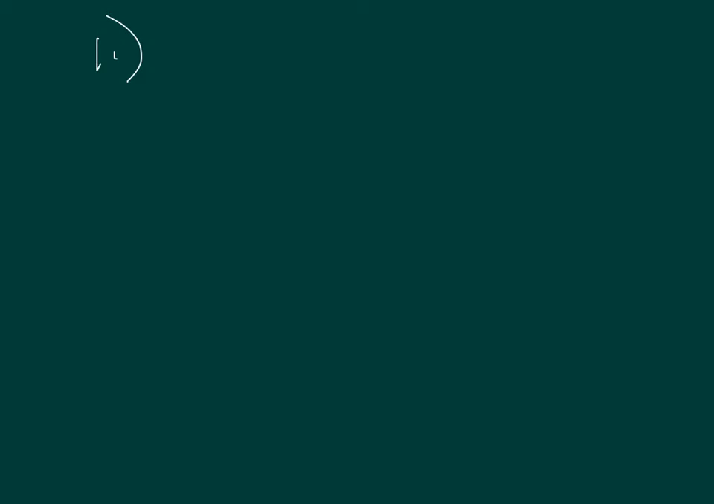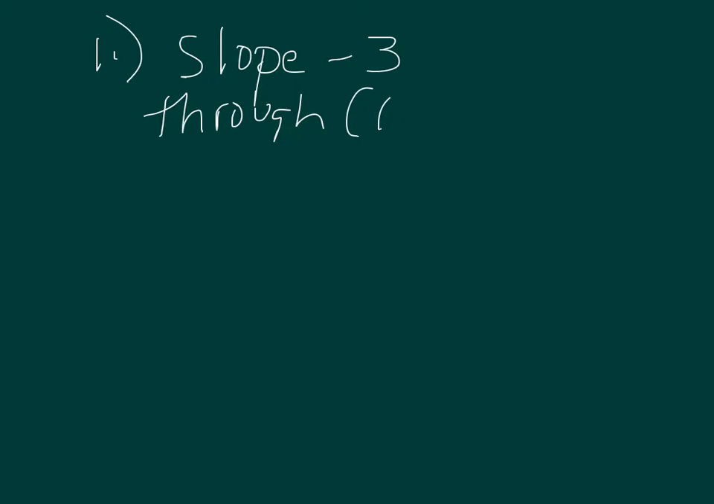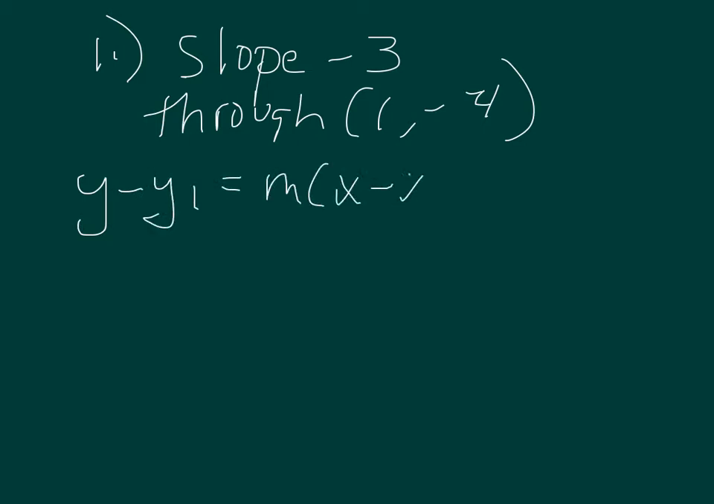Here it's telling me the slope is -3, and it goes through the point 1, -4. So here's my formula I'm going to use: y minus y1 equals m times x minus x1. And to translate these through, y1 maps to this one, x1 goes to here, and m goes to here. So it's just a system of plugging and chugging.